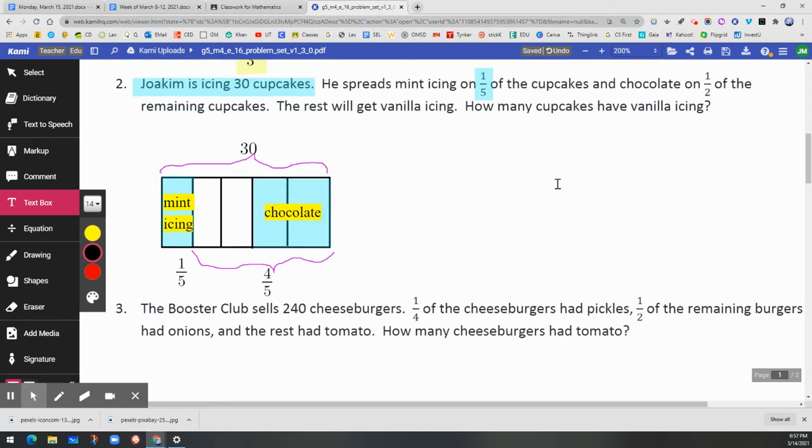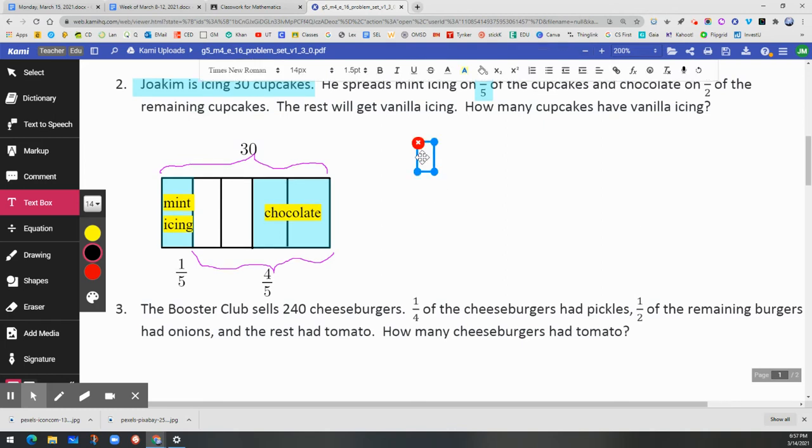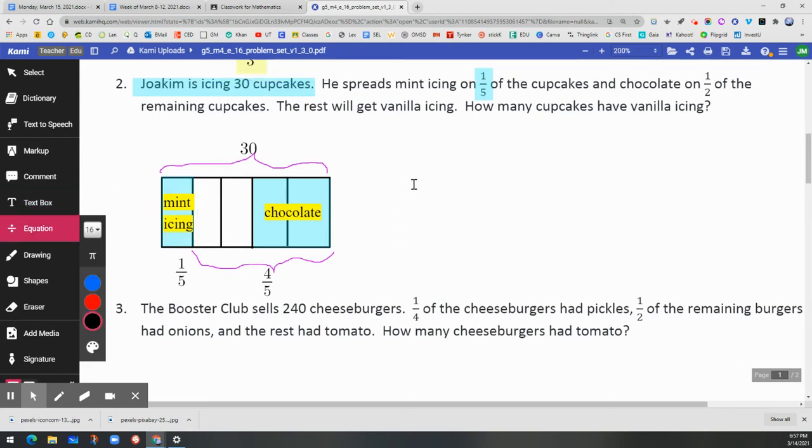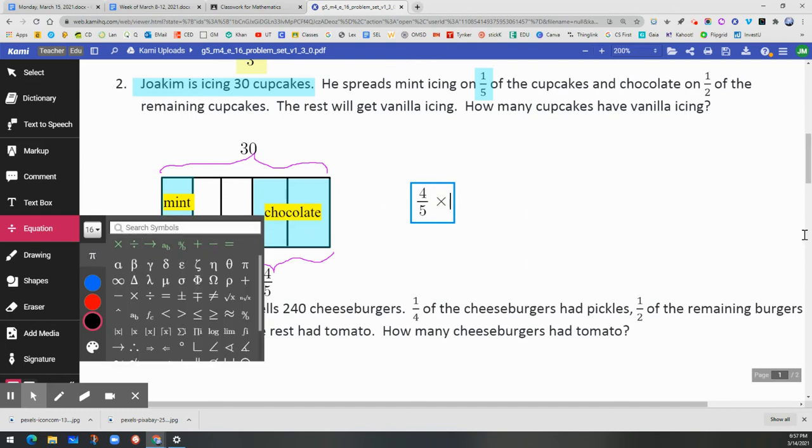All right, now it says, and chocolate on 1/2 of the remaining cupcakes. The rest will be vanilla icing. So how many cupcakes are vanilla icing? Okay, so first of all, we're going to find out how much this 4/5 is out of 30. And that's how we're going to find our answer. So 4/5 is the remaining part. Let me use my equation tool. So 4/5, my remaining part, of, which means multiplication, and the number of the total is 30.